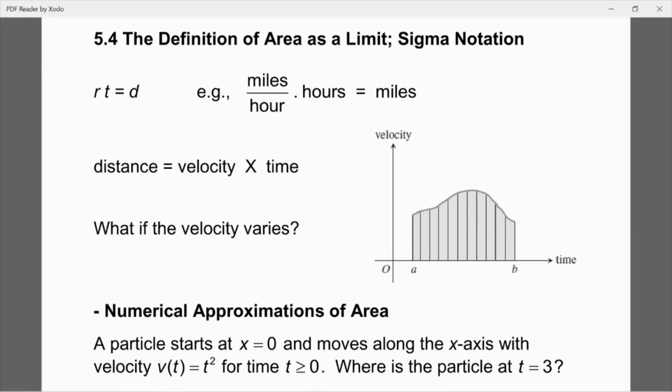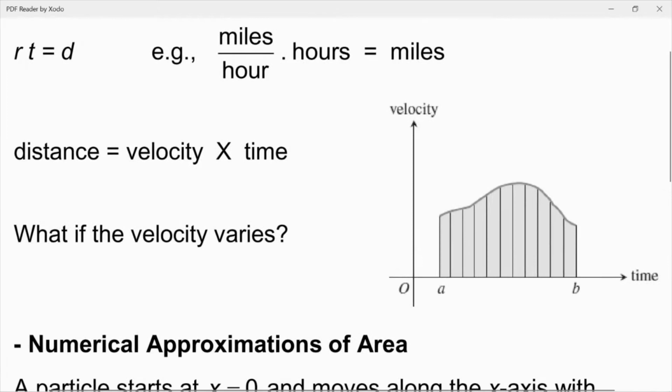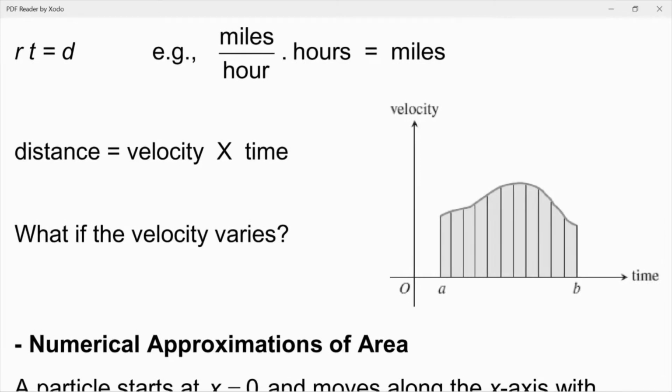So to start with here, what we have is a graph that is a velocity graph. And what we're trying to think about is, if I wanted to find the distance from a velocity graph, the distance traveled, how could I do that?